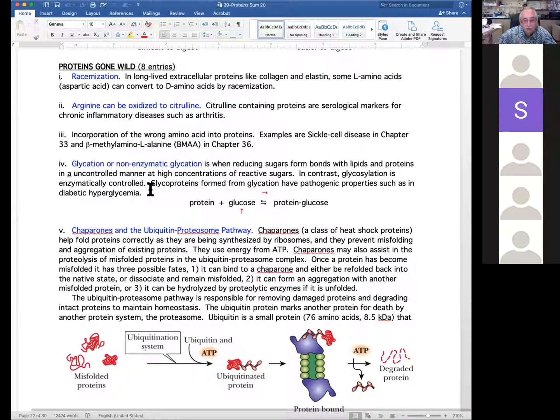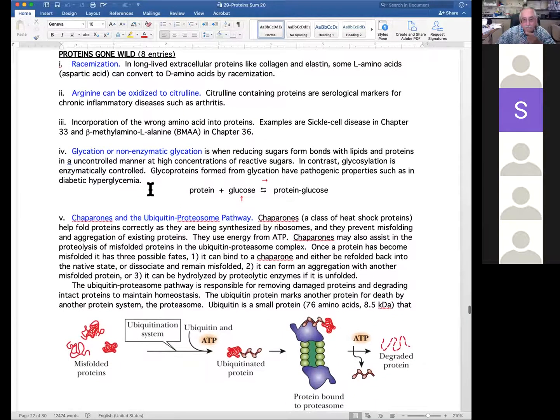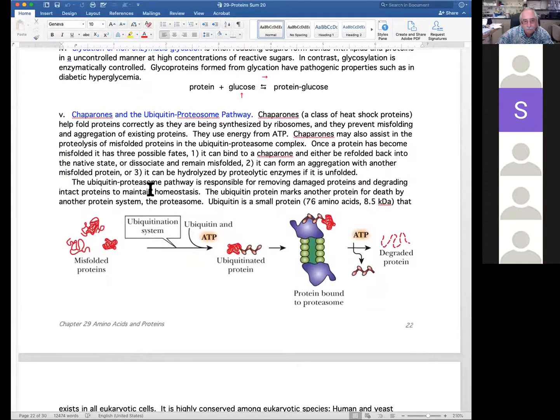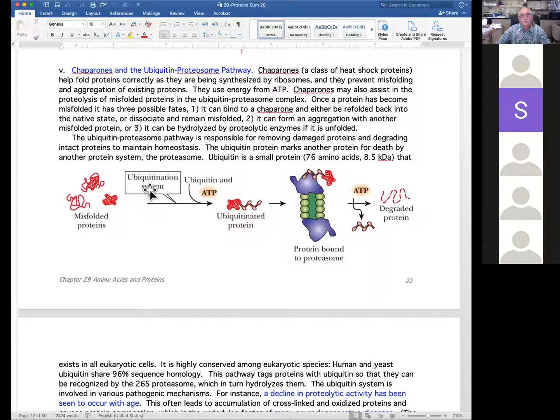So glycation, that's where you put reactive carbohydrates onto the protein, which changes the property of the protein. Chaperones and the ubiquitin proteasome pathway. So chaperones are simply proteins that take other proteins and try to fold them back into their native conformation.